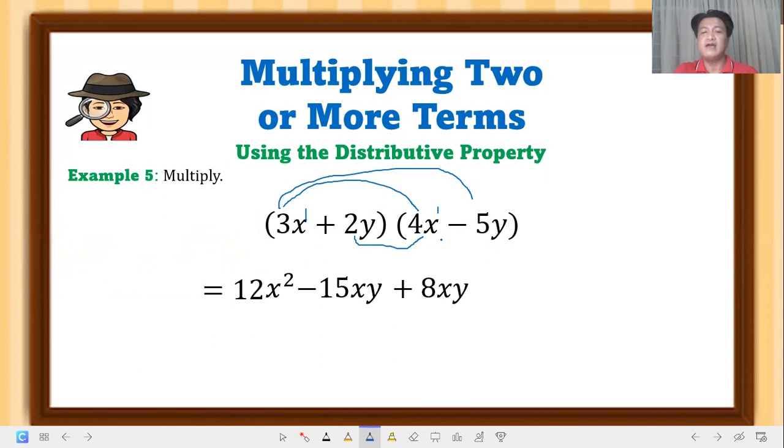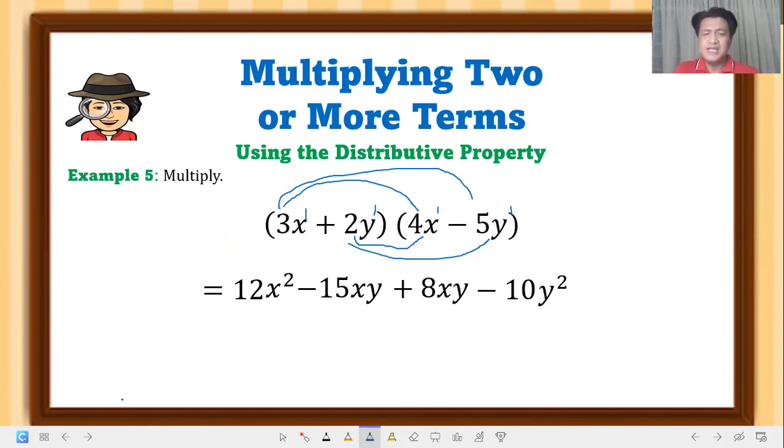2y times 4x. Okay, since walang magkaparehas na base dyan, all you have to do is multiply the numerical coefficient. That will become 2 times 4 is 8xy. And we have this number, negative 5 times 2, that will become negative 10. And since meron silang same base na y, di ba may exponent siya na 1, you have to add. Okay, so that is y squared. In-apply po yung product rule.